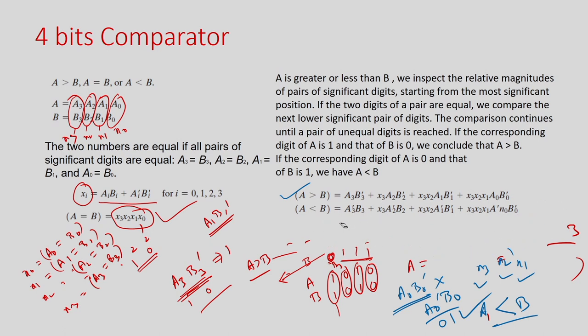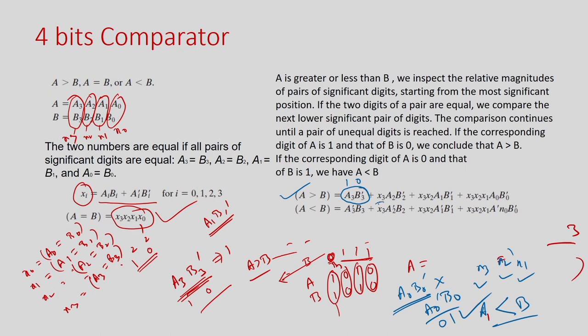First, I will check the MSB, A3 and B3, right? I will just check whether they are a 1-0 situation or not. A3, B3 bar. If this is 1 and this is 0, then I will say A is greater than B. The rest of the things I don't need to check. I will go to the next check if they are the same, and whether they are the same is determined by X3, right?